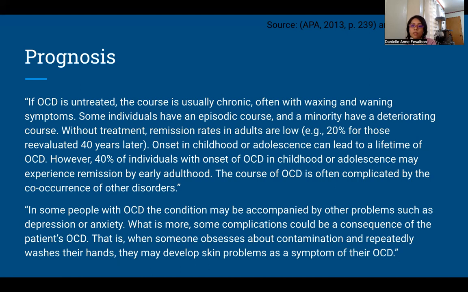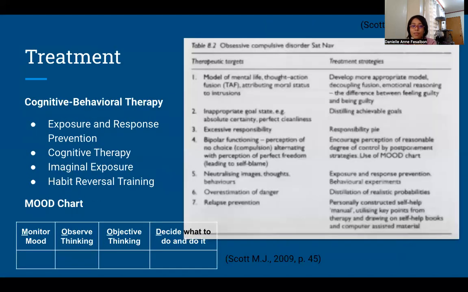That is, when someone obsesses about contamination and repeatedly washes their hands, they may develop skin problems as a symptom of their OCD. Like what I was mentioning earlier, if they don't get treated for this, like the one with the obsession or compulsion of washing hands repeatedly, they may actually develop other skin diseases, or it may lead to other physical symptoms or physical diseases. Now, so how do we treat?